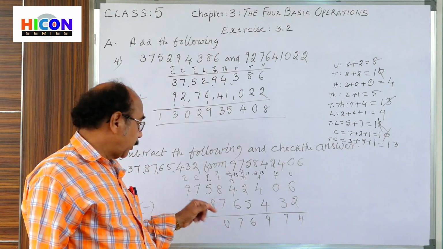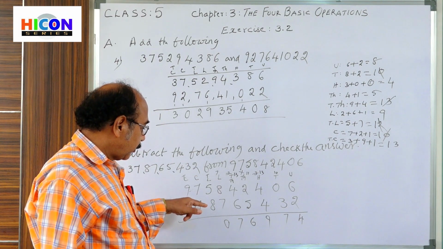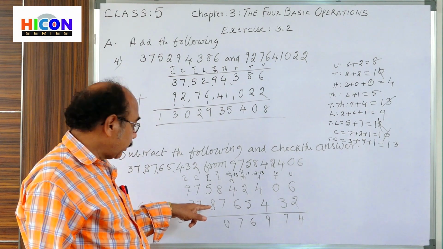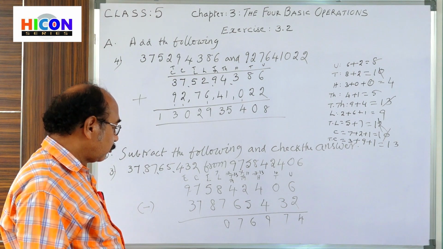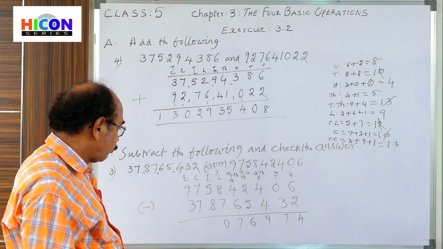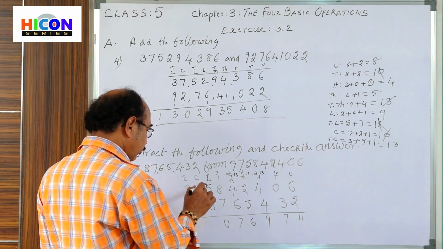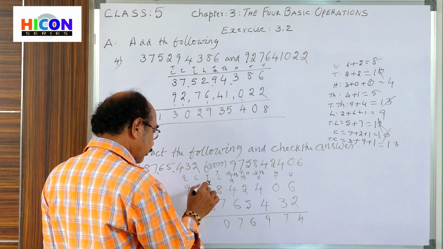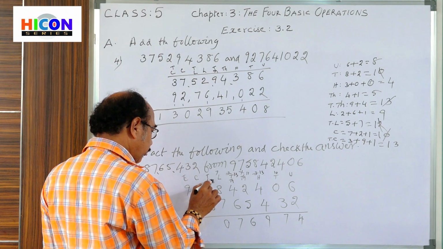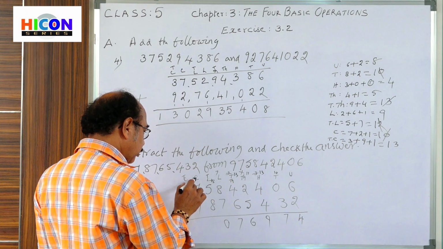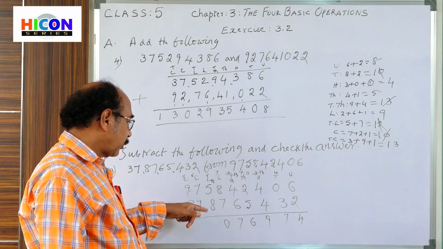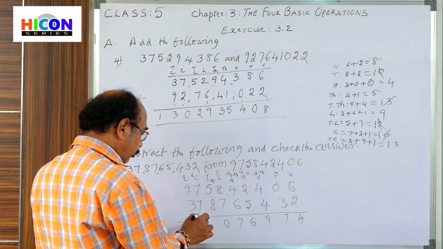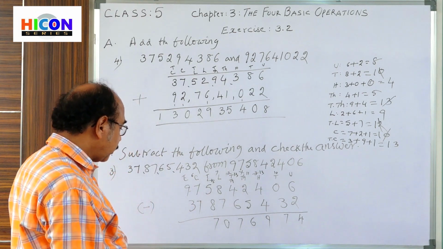Now here 8. Can you subtract 8 from 5? No. So borrow. 5 becomes 15, and this 7 becomes 6. Now 15 minus 8 how much? 15 minus 8 is 7.